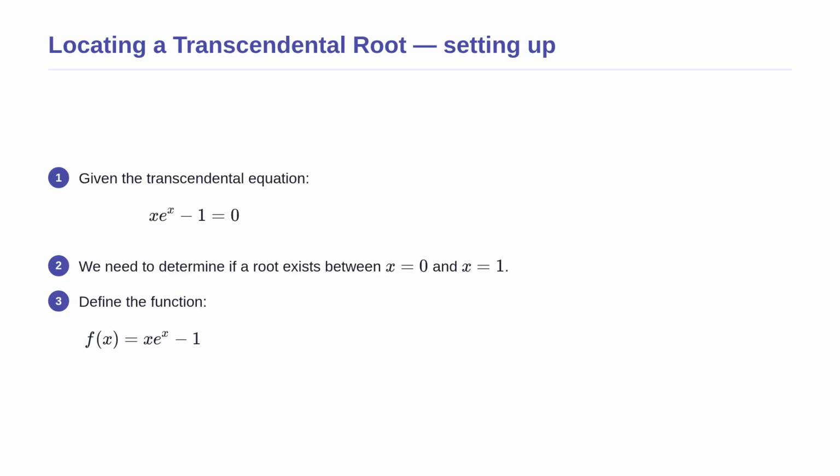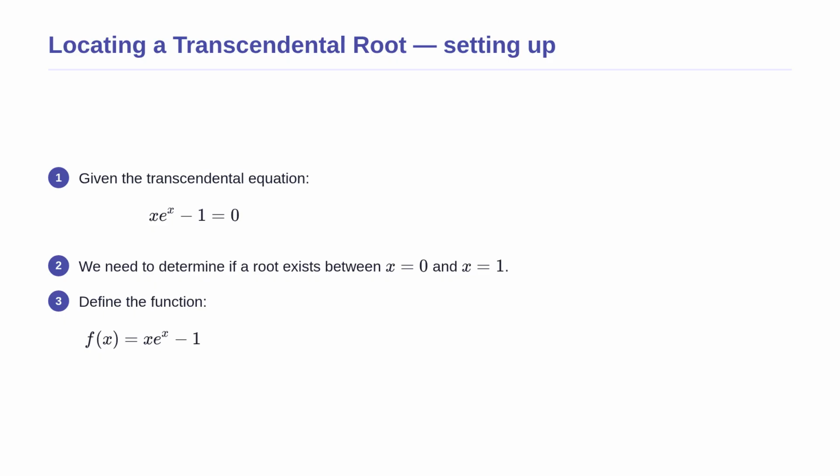Let us try a slightly more complex problem involving a transcendental equation. We are given the equation x times e to the power of x minus 1 equals 0. We need to determine if a root exists between x equals 0 and x equals 1. This is transcendental because it contains the exponential function e to the power of x.